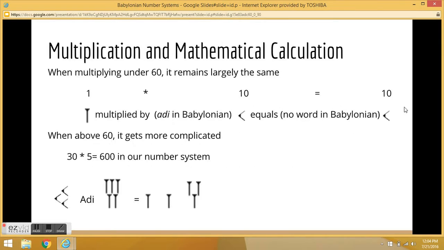So when multiplying, it remains largely the same. Their 1 times their 10 equals 10. But when it gets above 60, it gets a little more complicated. Here's an example of an equation.